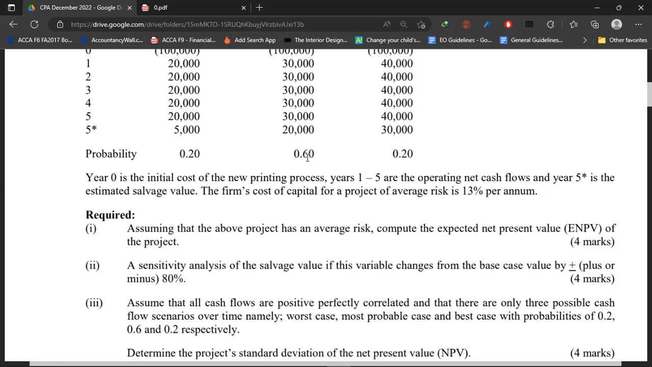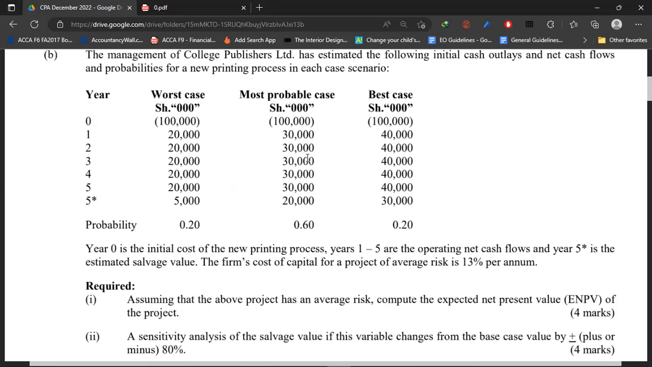The expected net present value usually is the summation of NPV multiplied by the probabilities. Very good, very good. So it means the first stage of doing my question here, I have to compute the NPV of each scenario. We are being given the worst, the most probable, and the best case.